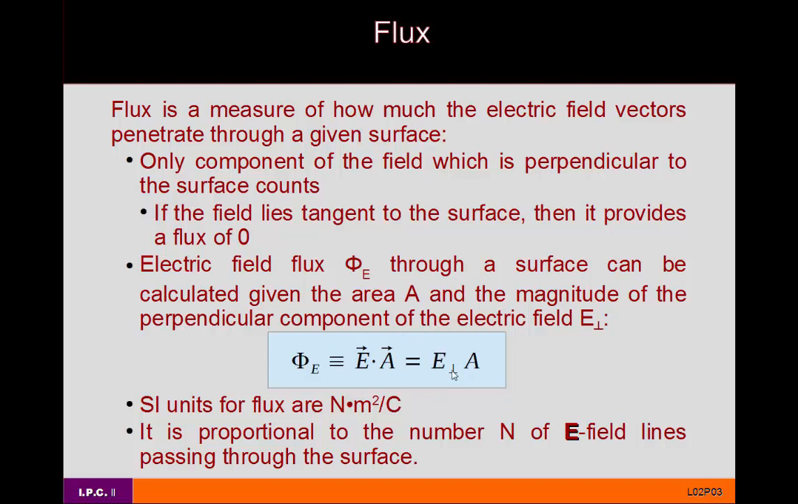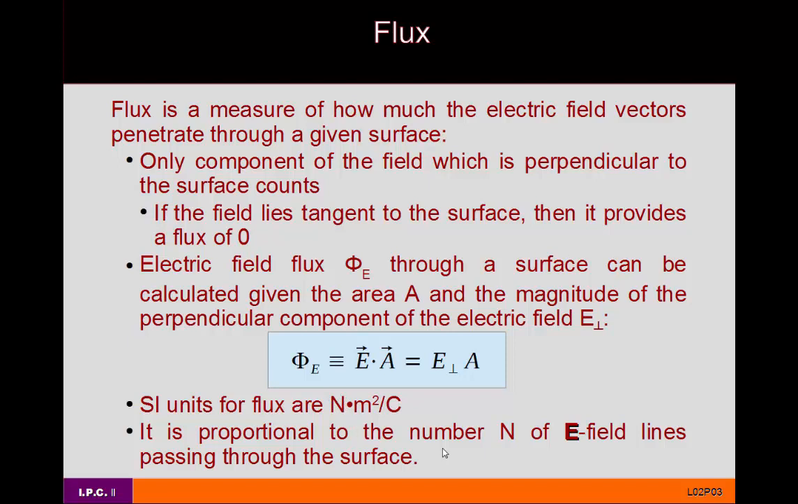Because if you multiply E times Q, in other words, if you multiply electric field strength times charge, you get the force that's being applied to that charge by that electric field. So E is newtons per coulomb. A, of course, is meters squared. So our units are newton meters squared per coulomb.